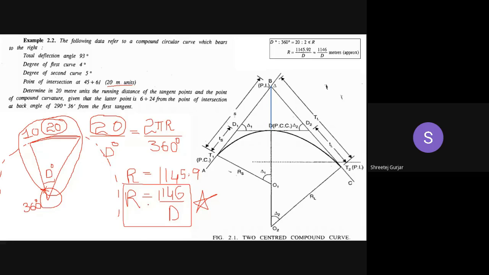Now, if you want to calculate for the shorter curve, then it is RS and it will be 1146 divided by DS. Correct? So this is DS and this is DL, which they have given. So you can calculate RS. So what is RS now? RS is equal to 1146 divided by 4 degrees. So can you tell me the answer? What is the radius now of the shorter curve?